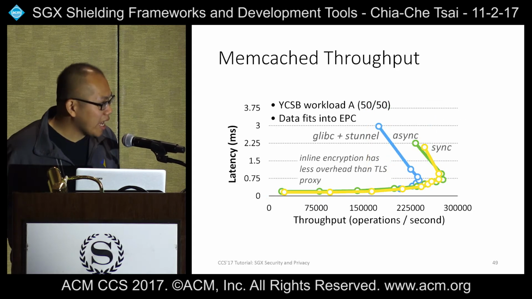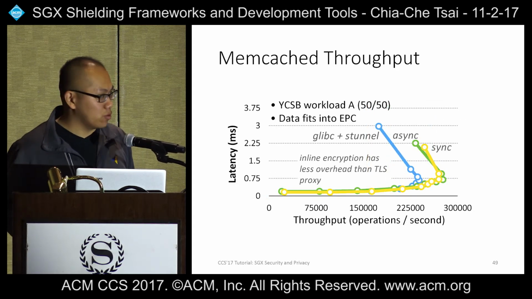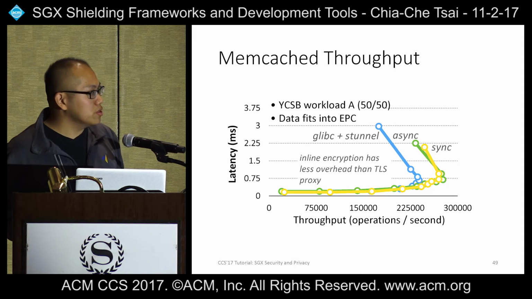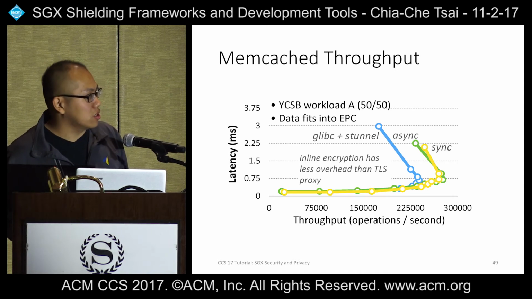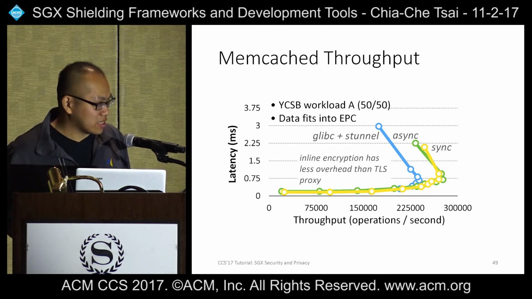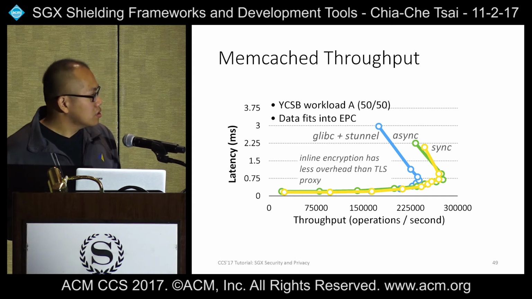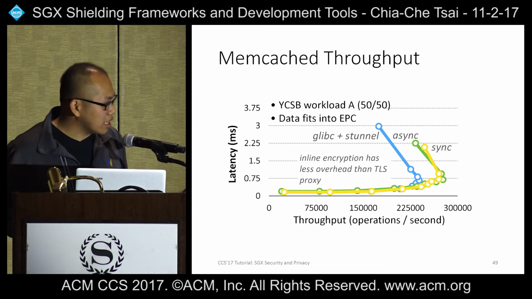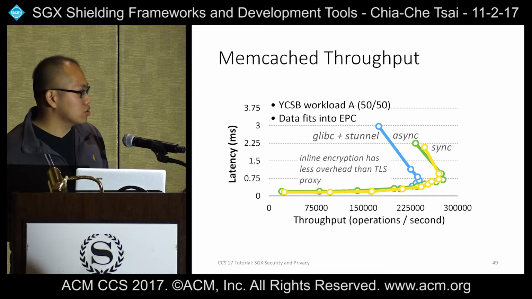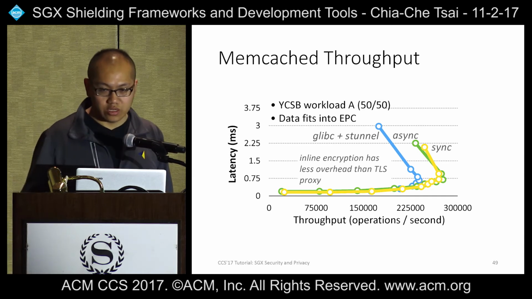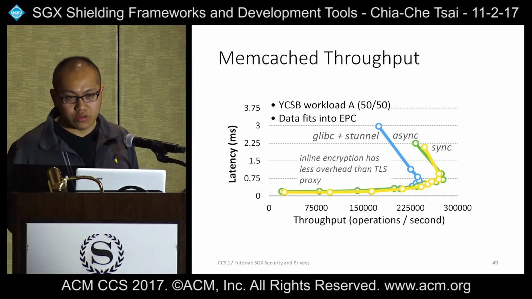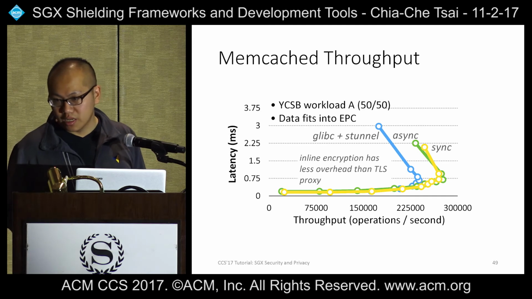Now the case of Memcached throughput. If you run Memcached, the throughput of using asynchronous system calls and synchronous system calls is actually quite close. And there's another case using glibc, which will be a lot worse here. So I think this case was basically to argue that using glibc is actually not ideal.